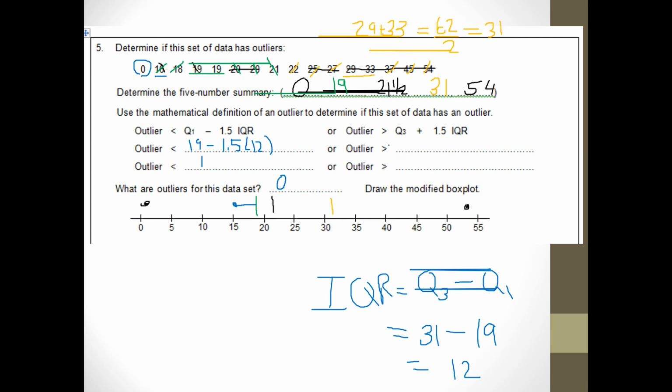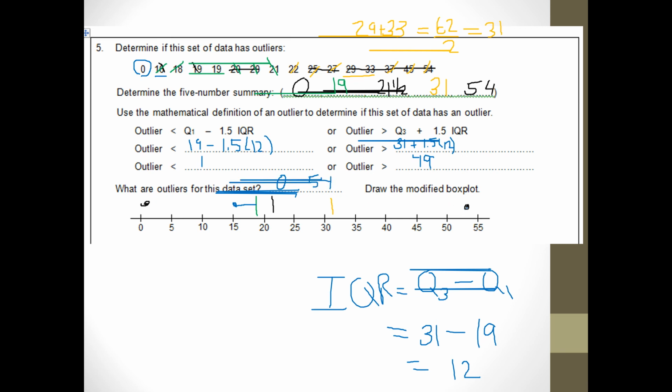Now I'm going to come over here and do the same thing for Q3. So my Q3 was 31, and then I'm going to add 1.5 times 12. Okay, so let's see, 1.5 times 12 was 18. So 31 plus 18 is going to give me 49. Do I have any data points that are bigger than 49? Okay, this one says 45, this one says 54. Yes, 54 is bigger than 49, so it is too an outlier.